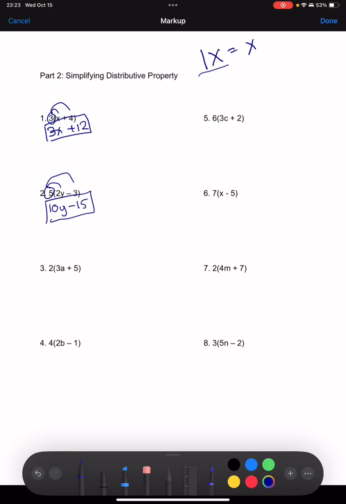Number 3, 2 parentheses 3a plus 5 parentheses. Distribute the 2. That's 6a, and then times 5, 6a plus 10. Number 4, 4 parentheses 2b minus 1 parentheses. We're going to apply 4 to the 2b, which is going to be 8b. And then 4 times minus 1 is minus 4. It's super simple. And now you guys are going to work on 5 through 8 on your own.